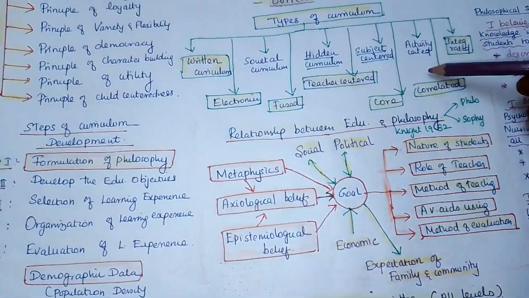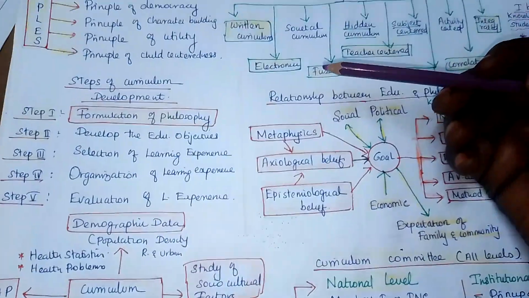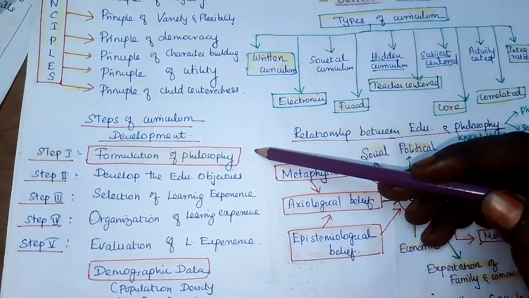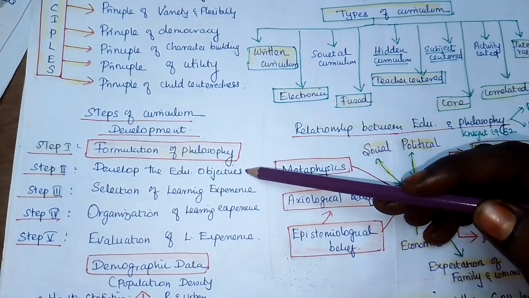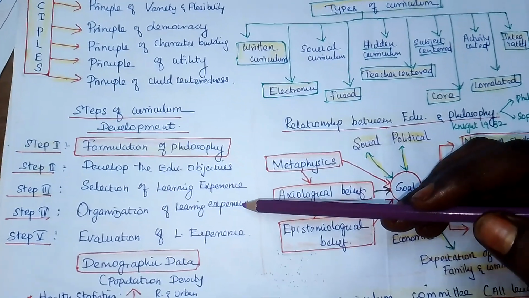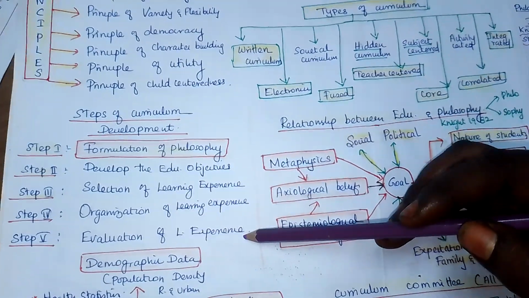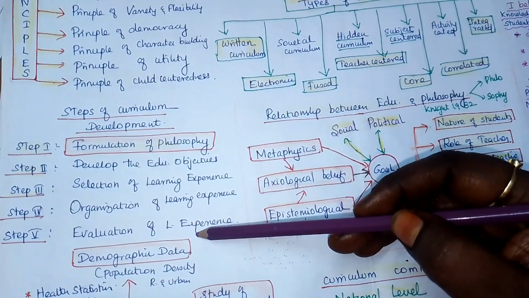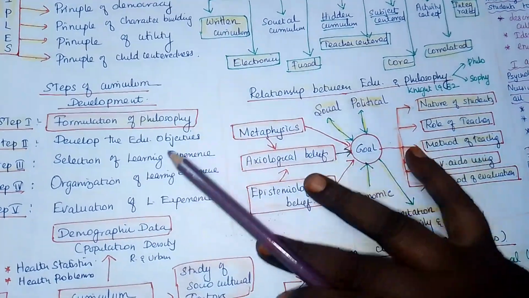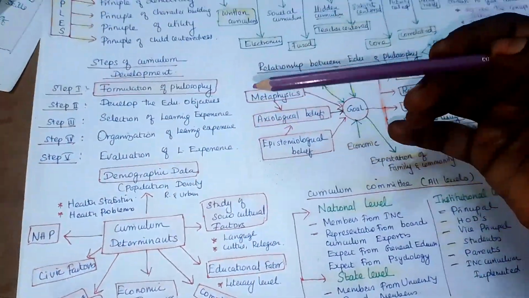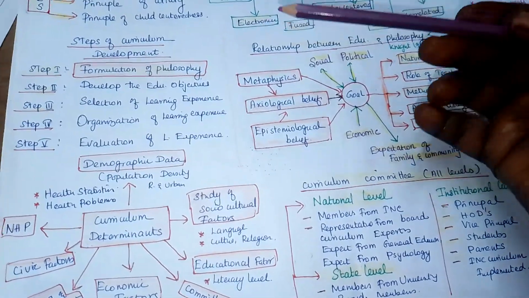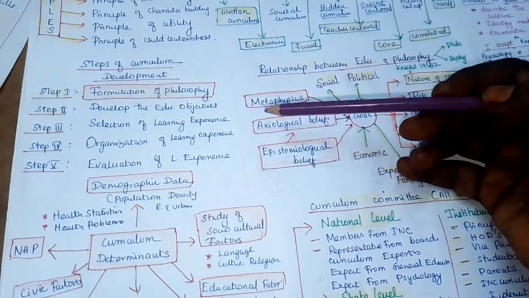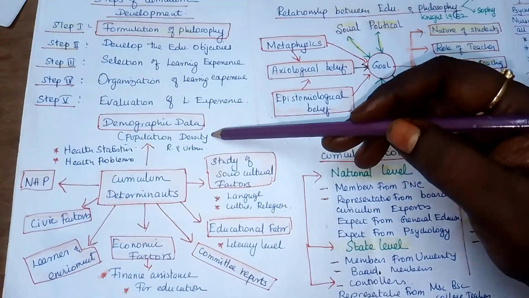Understand? Okay. How do you develop the curriculum? Who will be developing the curriculum? Curriculum development always follows these steps: formulation of philosophy, development of educational objectives, selection of learning experiences, organization of learning experiences, and evaluation of the learning experience. So these are the steps of curriculum development. Understand? Okay. So if they tell you to develop a curriculum, how will you develop it? I may follow the principles, I may follow whichever curriculum is suitable. Then there is also something called curriculum determinants.